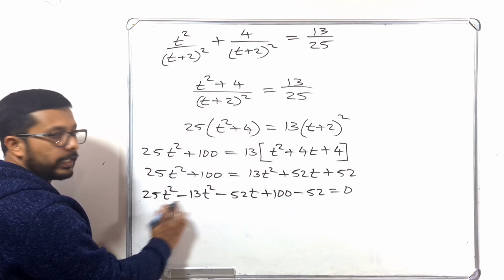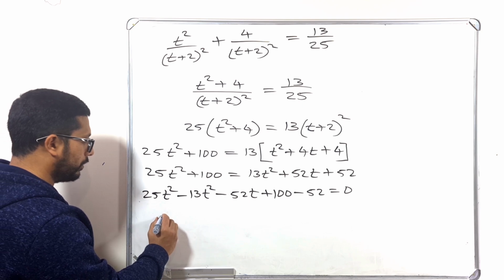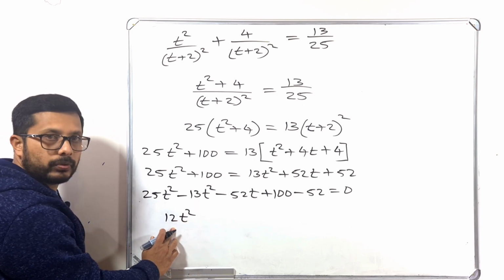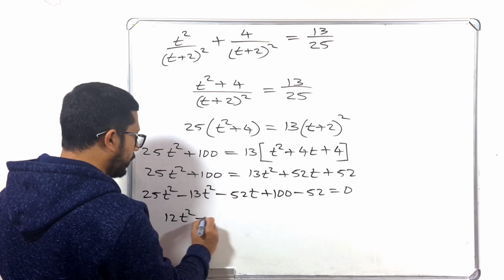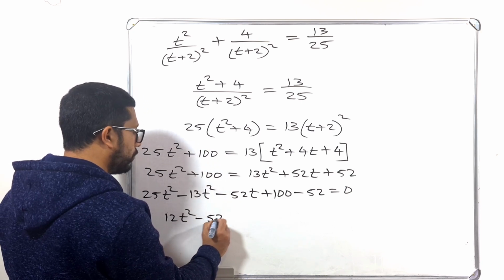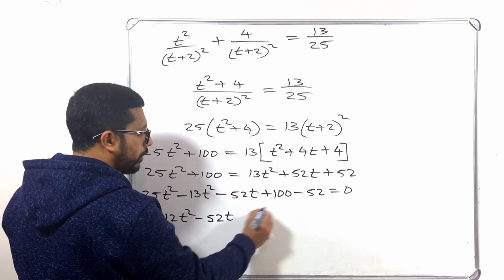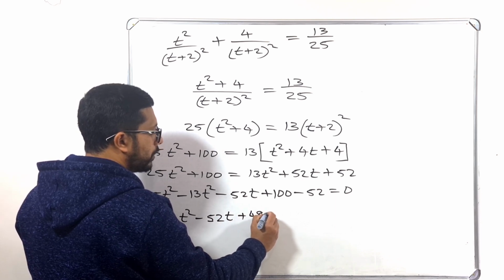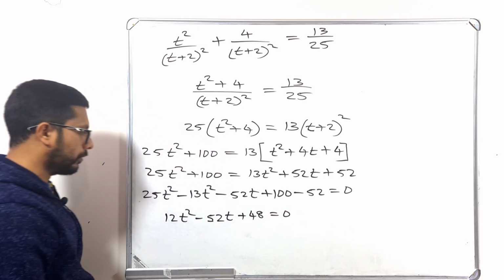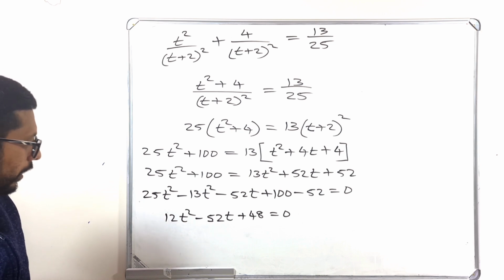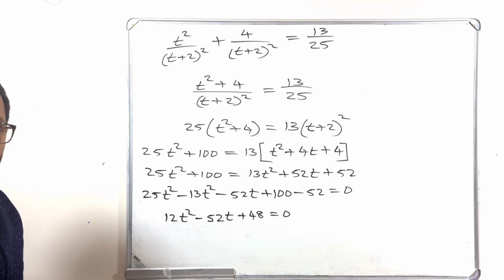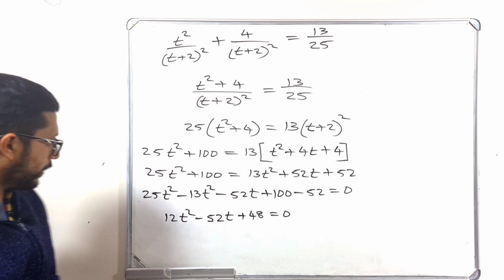25t square, these two are like terms, so what is the answer? Is it not 12t square? 25 minus 13 is 12t square, then minus 52t, 100 minus 52 plus 48 is equal to 0. Now what? This is like a quadratic equation now. Okay, so we have to simplify that one.